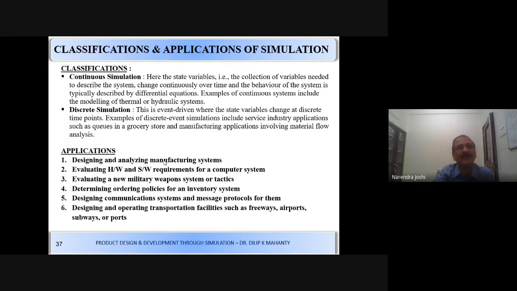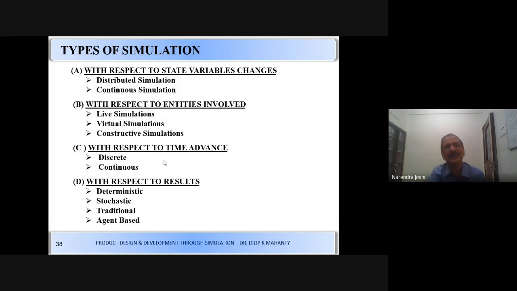So classification will be based on this continuously. I can simulate continuous or discrete, depending on the type of product I have at hand. Different applications I am mentioning here. With respect to state variable changes, distributed continuous simulation aspect; with respect to entities involved, live, virtual, constructive. With respect to time advance, discrete and continuous as mentioned; with respect to results, deterministic, stochastic, traditional, agent based. Deterministic, I need a firm answer. Stochastic, I need a statistical answer, like that.